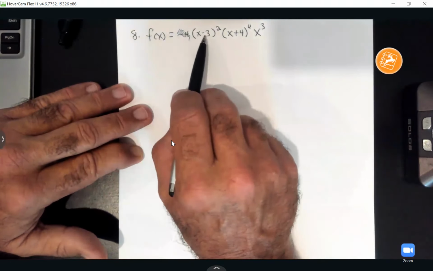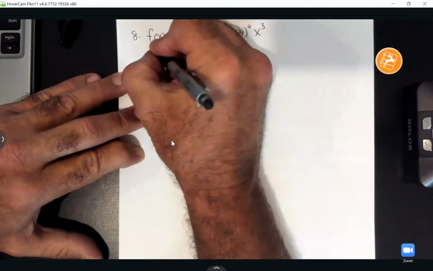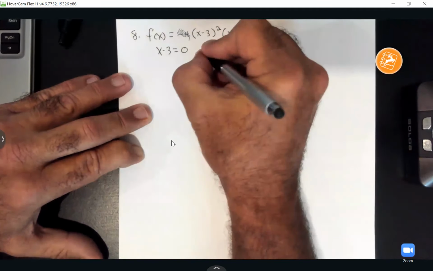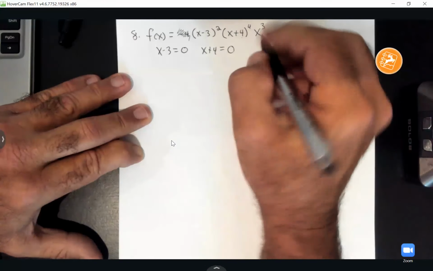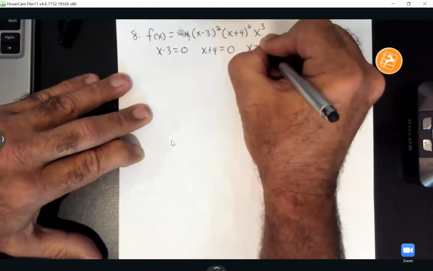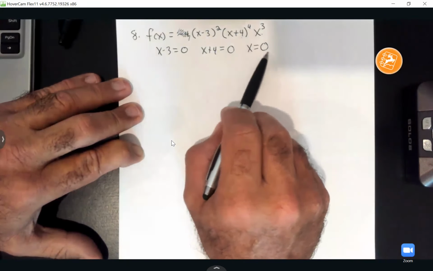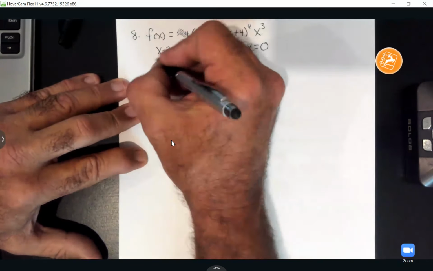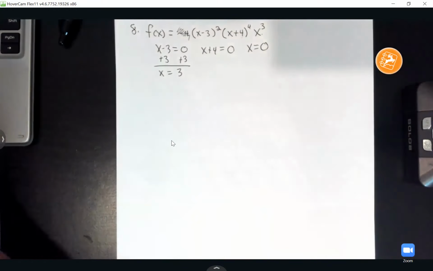So to find my zeros, I'm going to set my 3 variable factors equal to 0. I'm going to set x minus 3 equal to 0. I'm going to set x plus 4 equal to 0. And then remember that single x, I'm going to set it equal to 0. So once again, the single x is going to give me the zero of 0. So y'all, let's figure out the other two. We're going to add 3 to the first one. x equals 3.